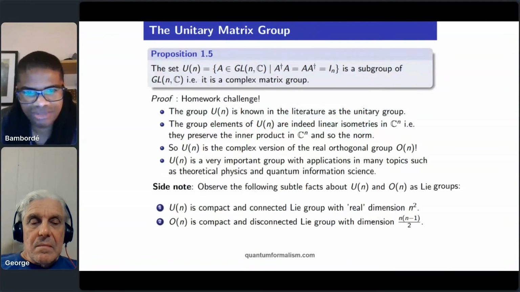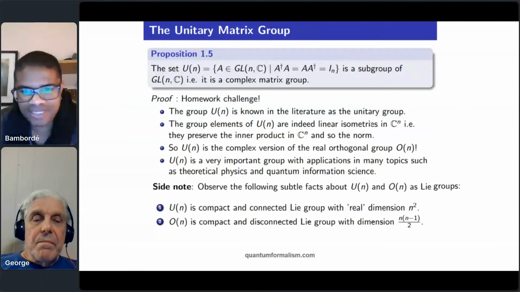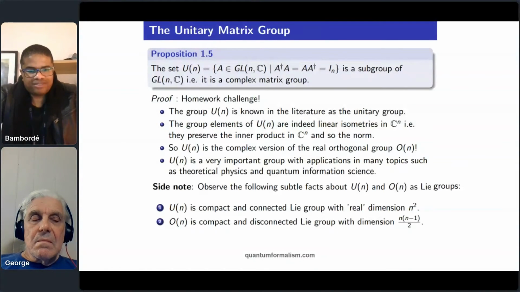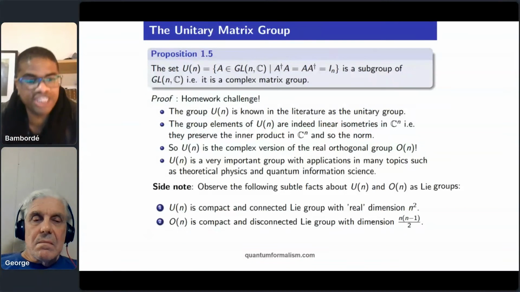Another thing is that the unitary groups are indeed the linear isometries of C^n as an inner product space, as a normed space. So it preserves the norm, it doesn't change the length of the vectors and so on.